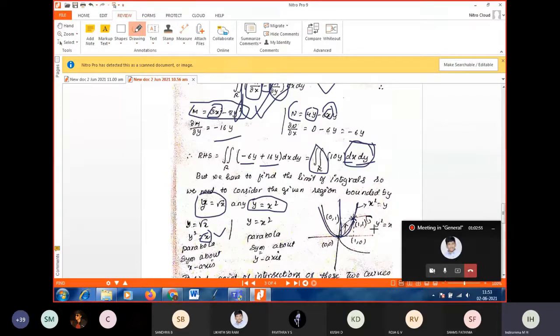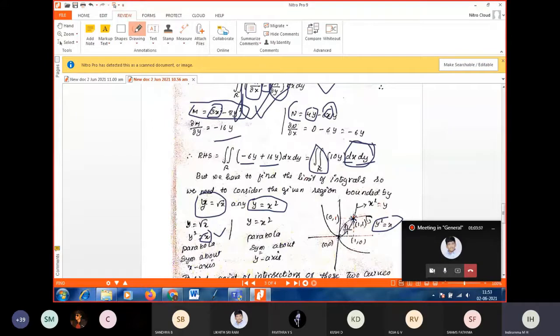Next, y square equal to x is a parabola symmetric about the x-axis. Symmetric means that above the x-axis the curve is the same as below the x-axis. The region is bounded between the two curves. I am shading the region. Over this region I want to evaluate the integral.